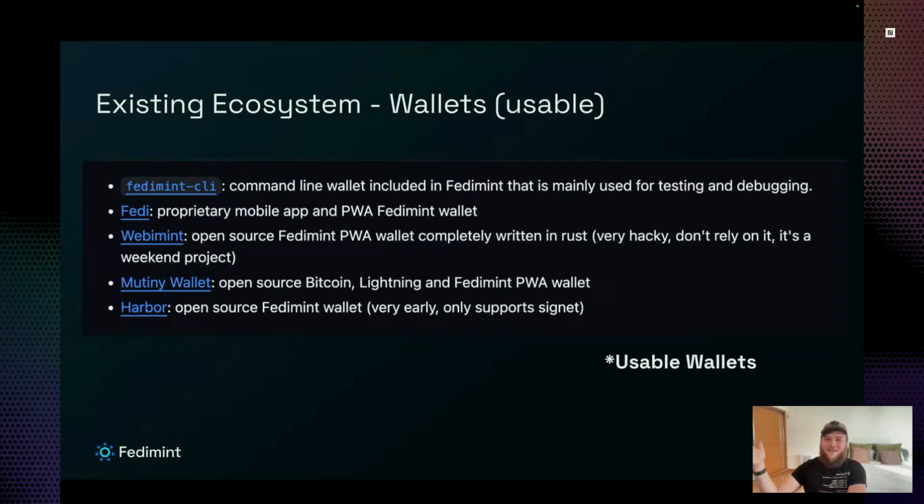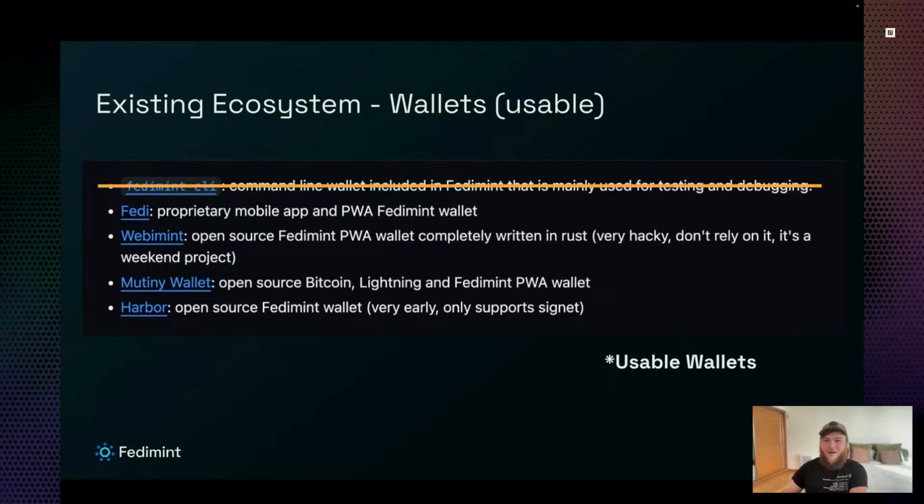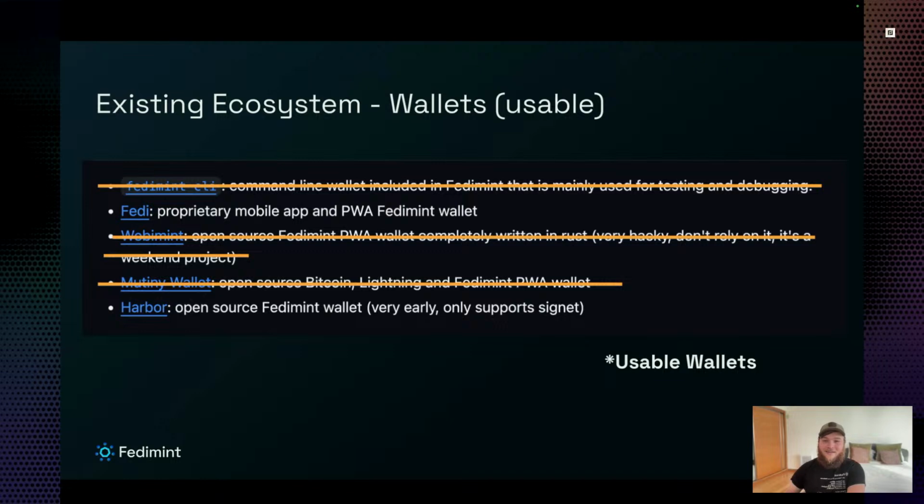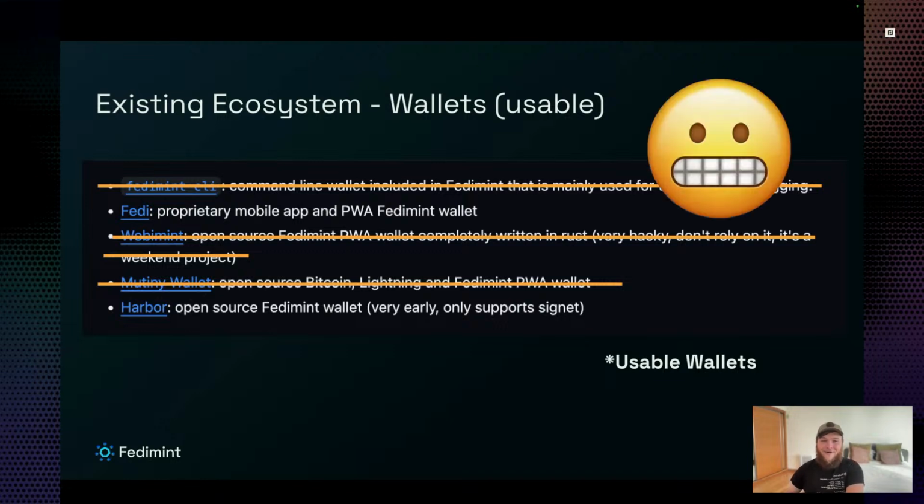Also, we can't really take credit for all of these wallets because the Fedimint CLI is a command line wallet that's not usable by anybody but developers. Fedimint CLI actually admits that it's a hackathon project and you shouldn't trust it with your money. Also, Mutiny wallet, unfortunately, is shutting down. So we're kind of limited. We got Fedi and Harbor, but this is a bit concerning that we only have two wallets.